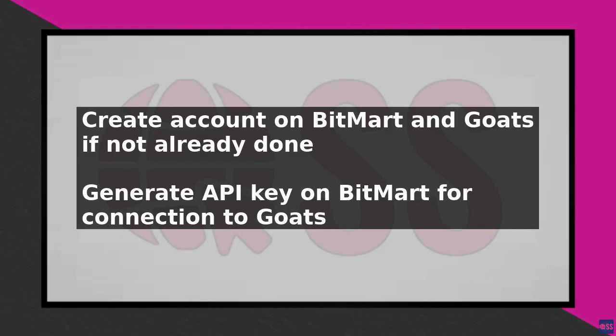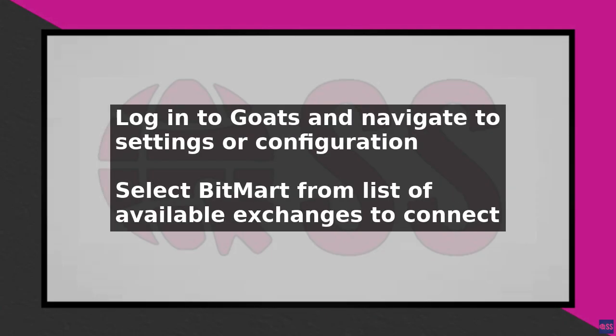Next, log into your GOATS account and navigate to the Settings or Configuration section. Look for the option to add a new exchange and select BitMart from the list of available exchanges. You will then be prompted to enter your BitMart API key and API secret, which you generated earlier.